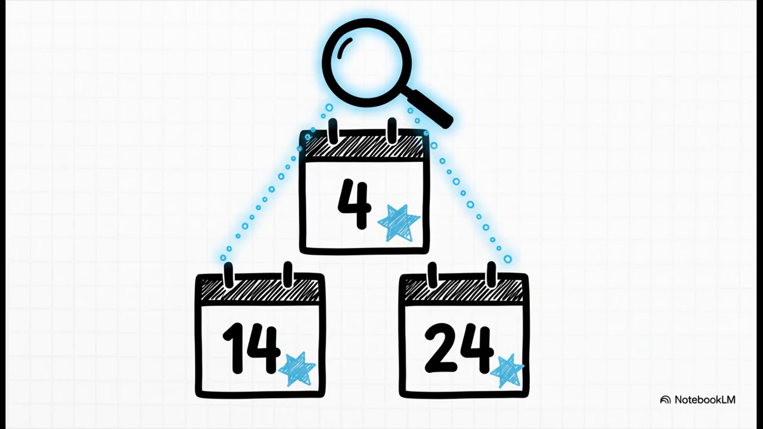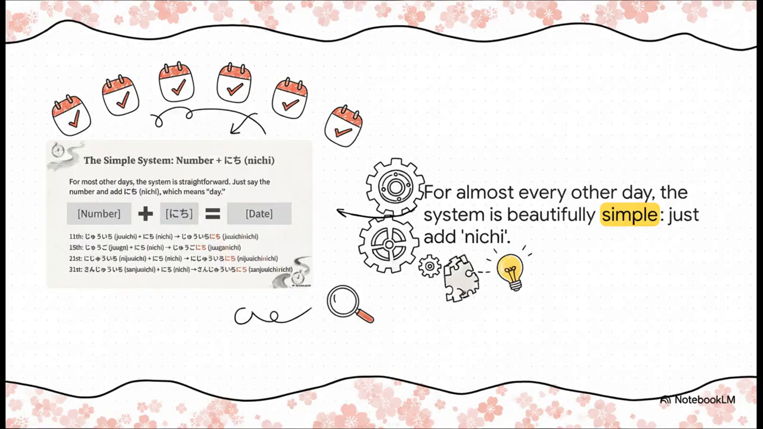Did you catch it? The 4th is Yokka, the 14th is Juyokka, and the 24th is Nijuyokka. They all have that special yokka ending, see? Even the exceptions kind of follow a rule. And now for the big reveal, the best part. For basically every other day of the month, it's the super simple system you were probably expecting from the start. You just take the number and add nichi to the end.